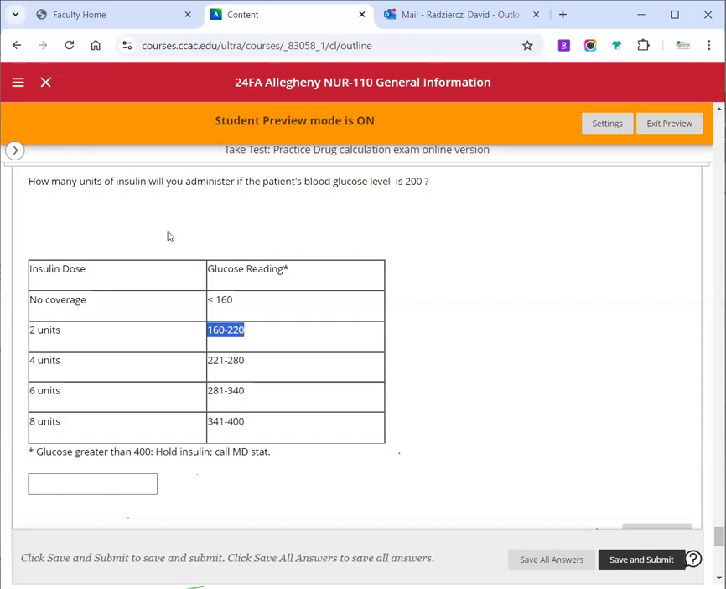And so it says how many units of insulin will you administer. You're just going to administer 2. So there's really no math here. It's just, can you read the table? That's what they're testing you on. So technically, it's still science, not a whole lot of math calculation involved.